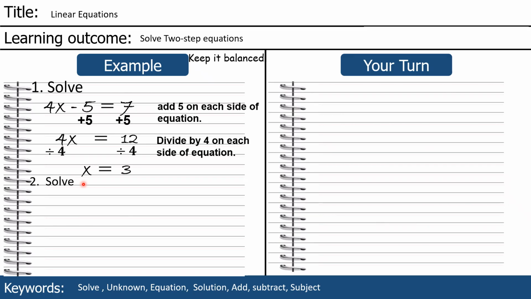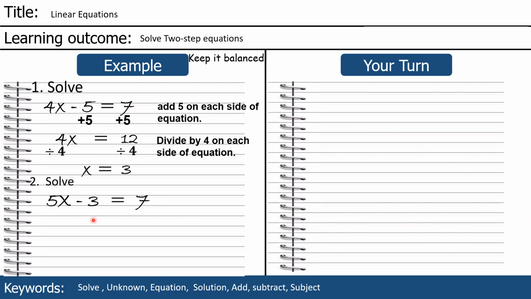Let's try an example. 5x subtract 3 is equal to 7. And here we have the last operation, which is subtract 3. So this is the last operation that was done to x. We have subtract 3, and the opposite of subtracting 3 is adding 3.